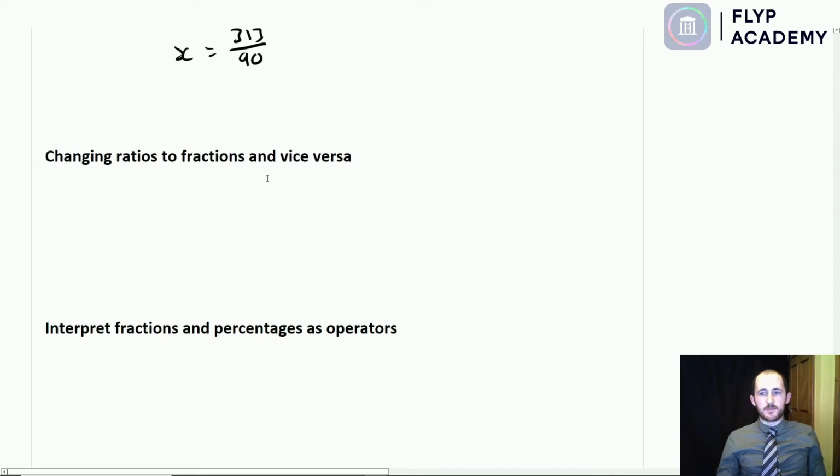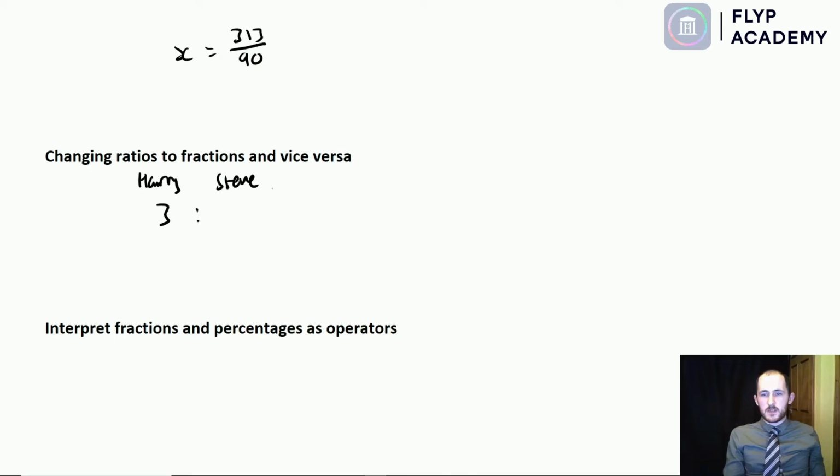And changing ratios into fractions and vice versa. So in terms of exam questions, there isn't really an exam question on it. Instead, it's part of a question. So if I say, for example, we have Harry and Steve, and they're sharing sweets in the ratio of 3 to 2, what fraction does Harry get? Super easy. I take the number I'm interested in, so in this case, Harry, and I divide it by both sides added together.